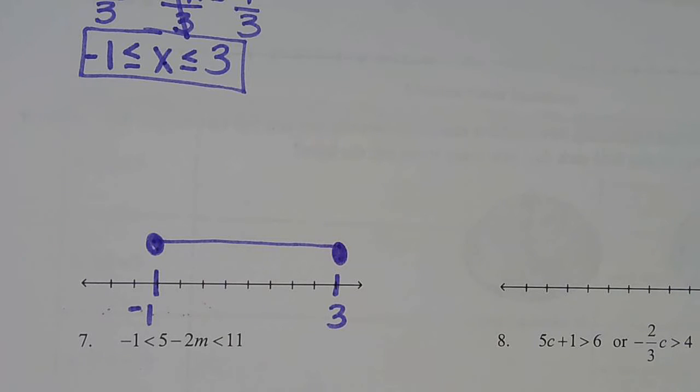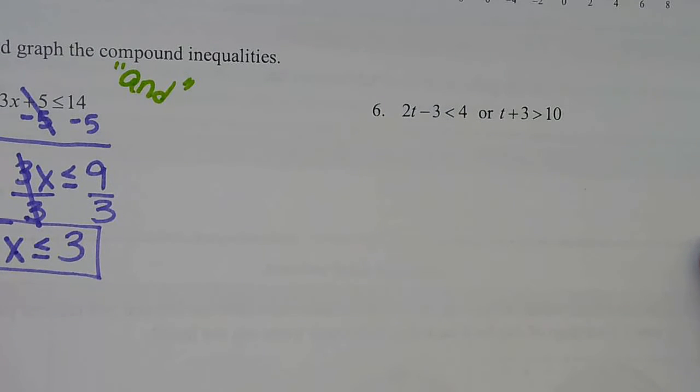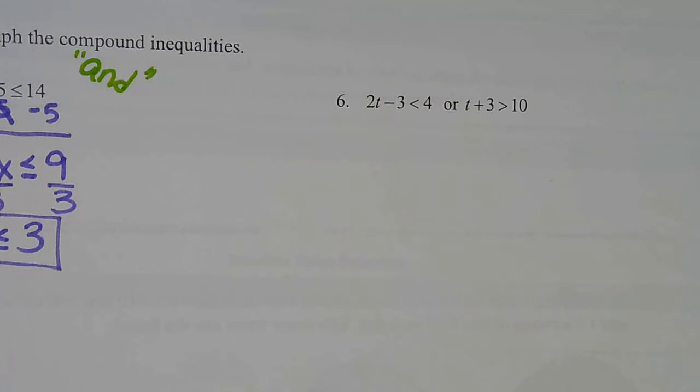So that's one where they don't actually give you the words "and" or "or." Let's take a look at one where they actually give you the words. That might be a little bit easier, but you're going to see that it's going to be more work. Let's take a look at number 6.